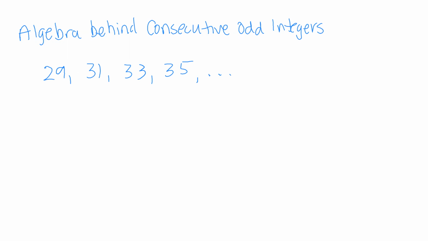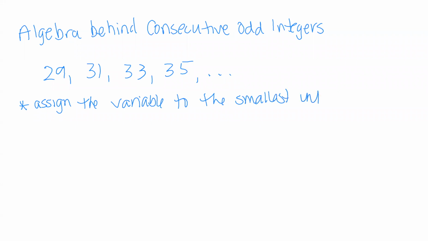So just like before, we're going to assign the variable to the smallest integer. All right, so in that case, we would start with x. That's going to be our smallest integer. And notice, to go from 29 to 31, I have to skip 30. So I basically go from 29, I add 2, and I get 31. I need to add 2 more to get to 33. I need to add 2 more to get to 35.